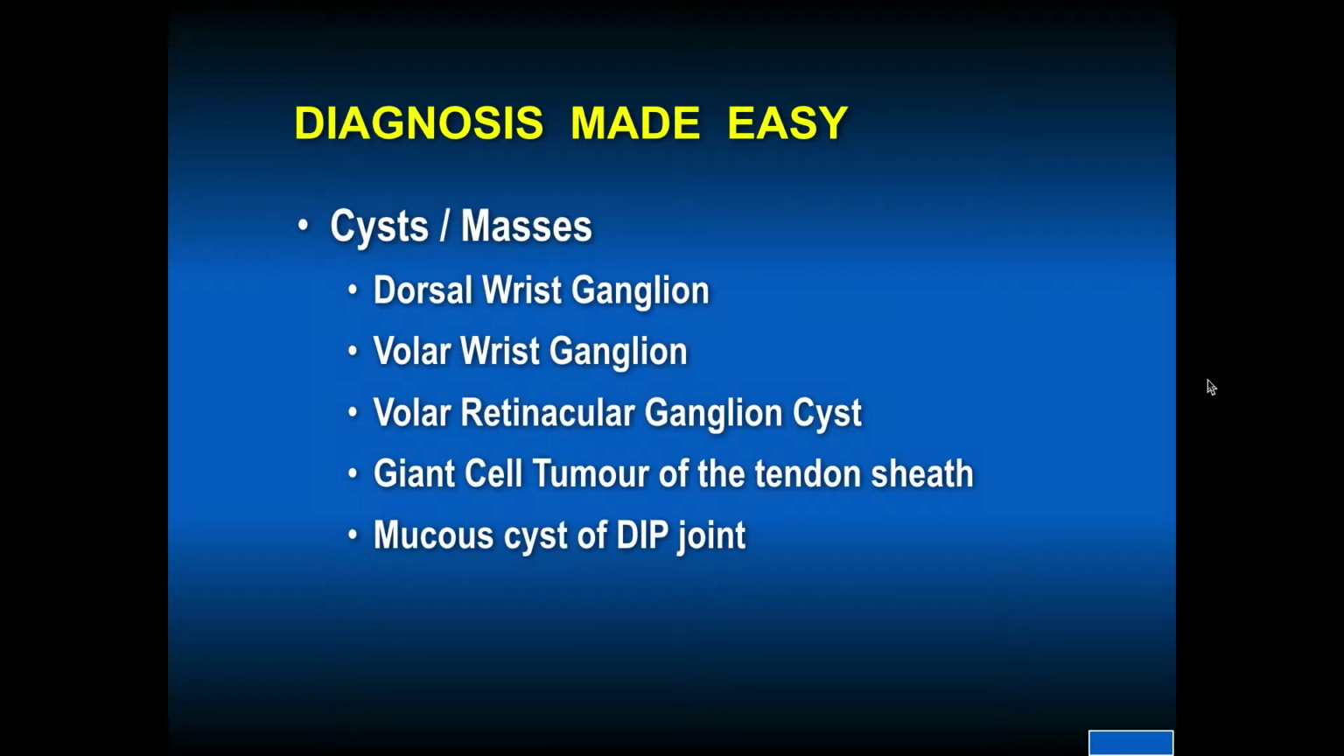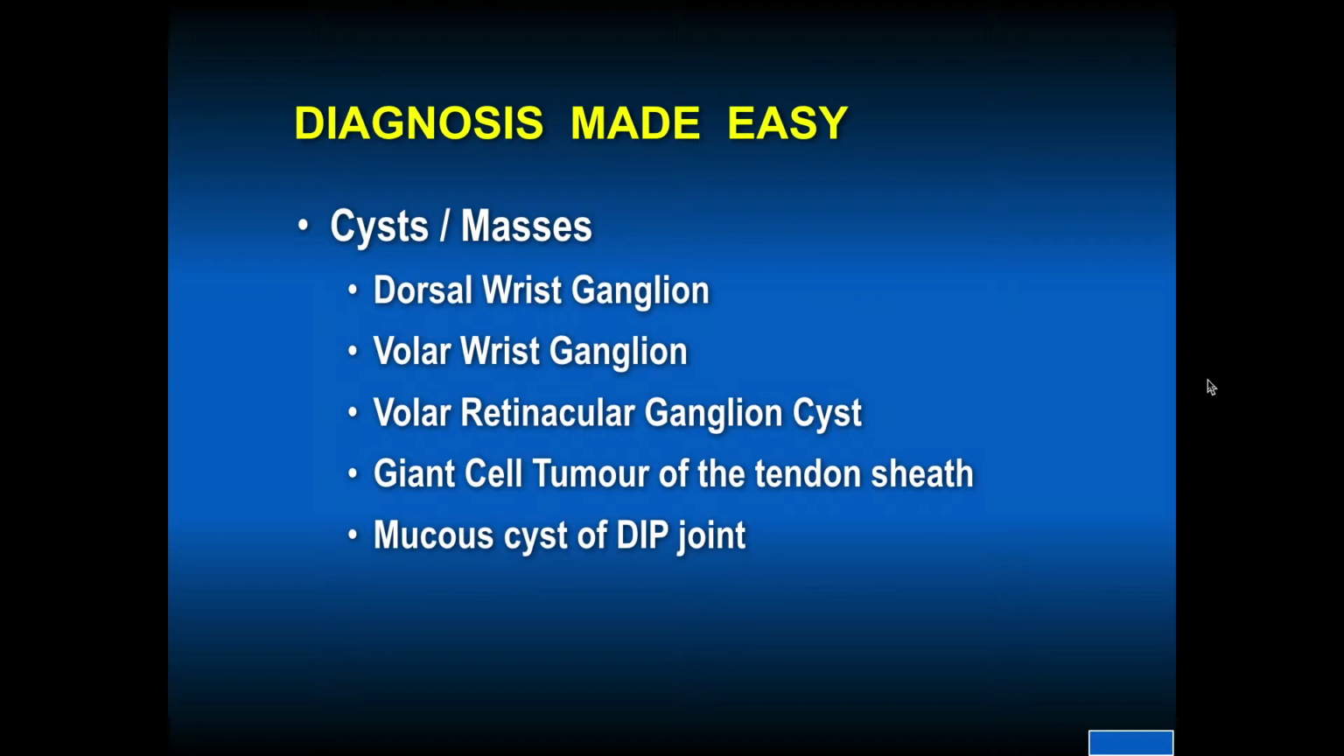If we think about diagnosis made easy, cysts or masses can occur about the wrist. Typically, it is a ganglion. They can be volar or dorsal, more commonly dorsal. You can also have a ganglion off of any of the tendon sheaths or anything that has synovium. You can have a volar retinacular ganglion cyst.